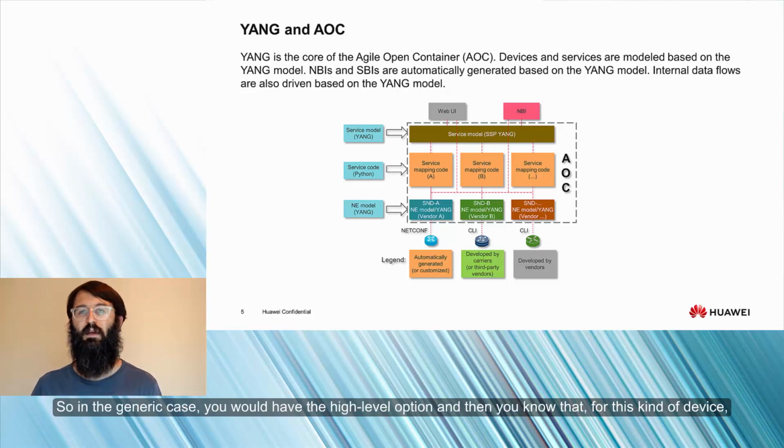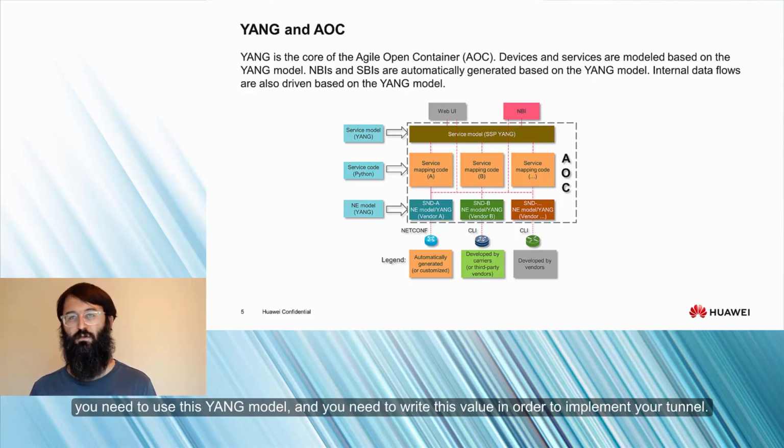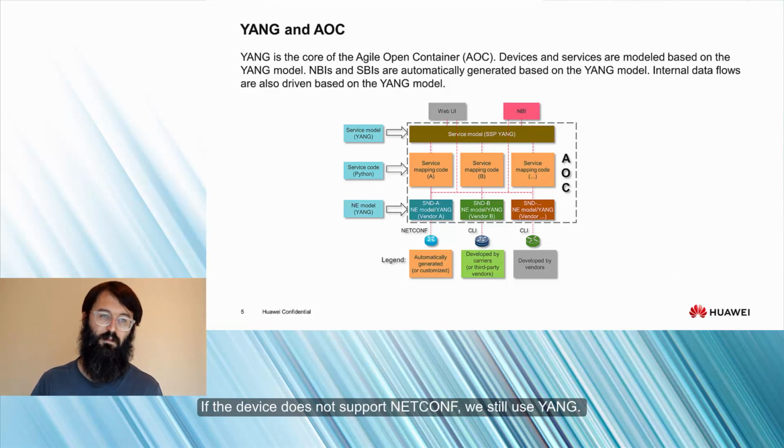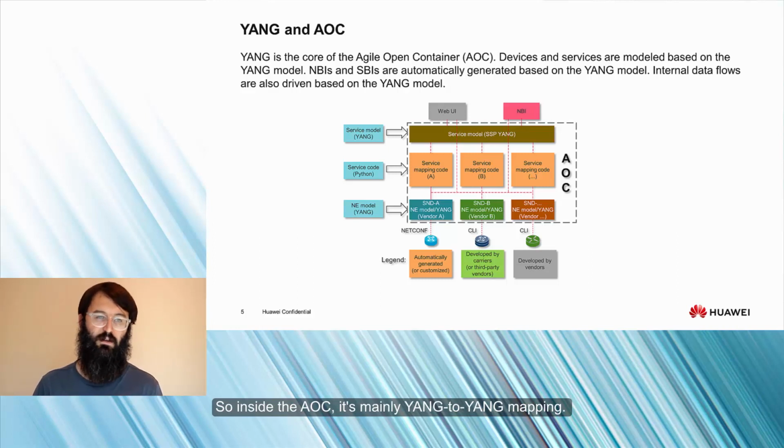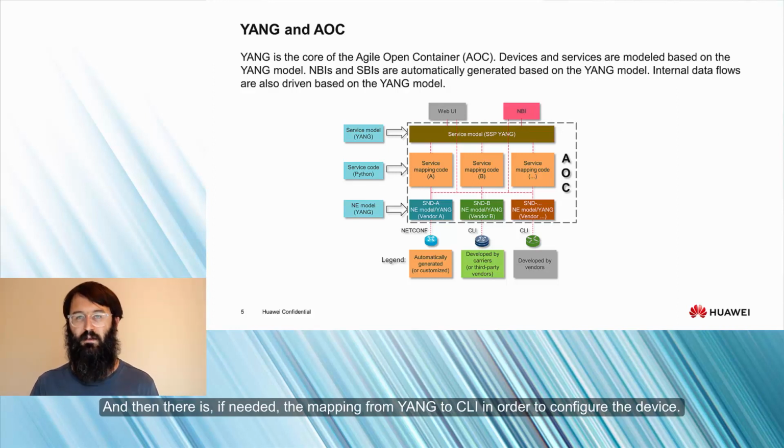So in the tunnel case, you would have the high-level option, and then you know that for this kind of device, you need to use this Yang model, and you need to write this value in order to implement your tunnel. If the device does not support NETCONF, we still use Yang, but it's a Yang model that is actually used to represent the interaction with the CLI. So inside the AOC, it's mainly Yang to Yang mapping, and then there is, if needed, the mapping from Yang to CLI in order to configure the device.